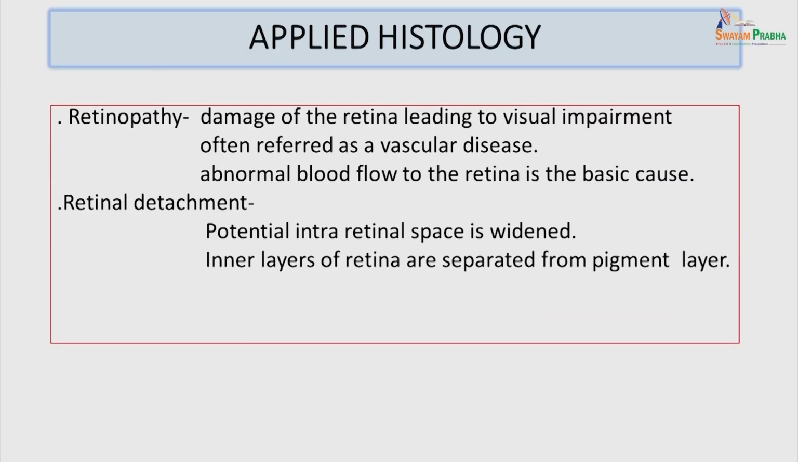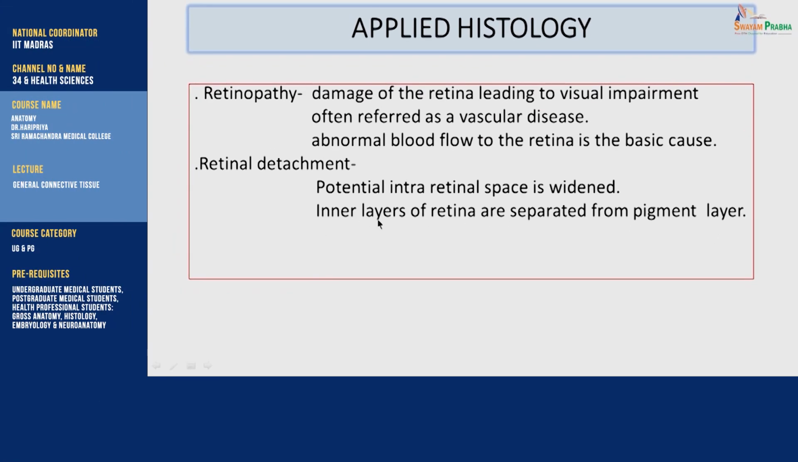Applied histology of retina. Retinopathy means any damage of the retina which leads to visual impairment. The term is often referred to as a vascular disease. The basic cause is abnormal blood flow to the retina. Retinal detachment means there is a separation between the pigmented layer of the retina and the inner neural layers of the retina. The potential intraretinal space is widened here.